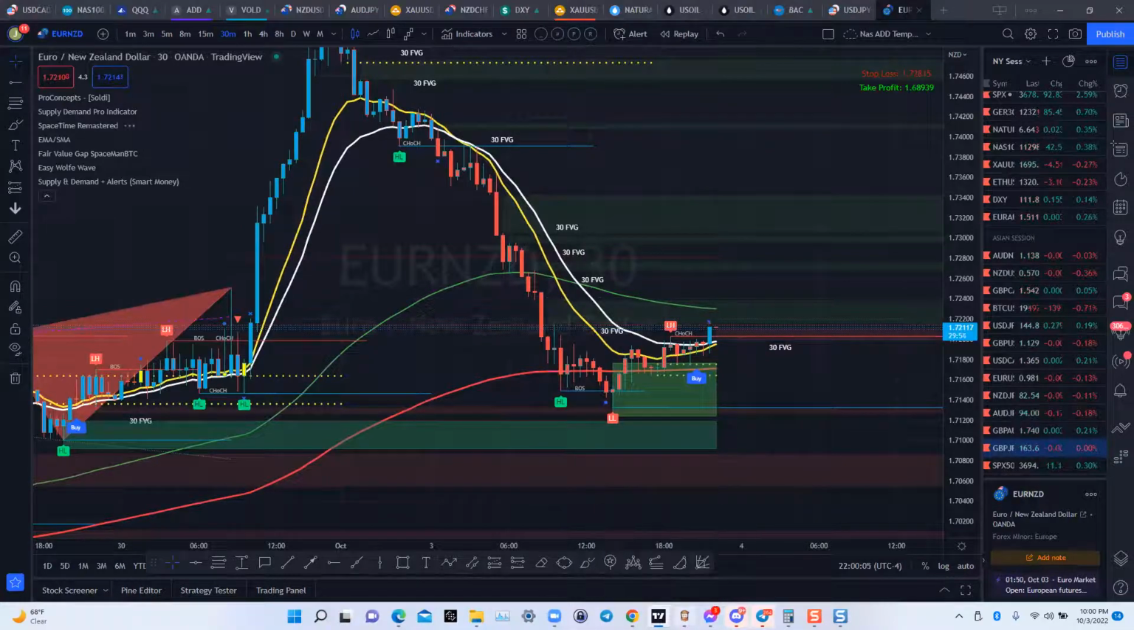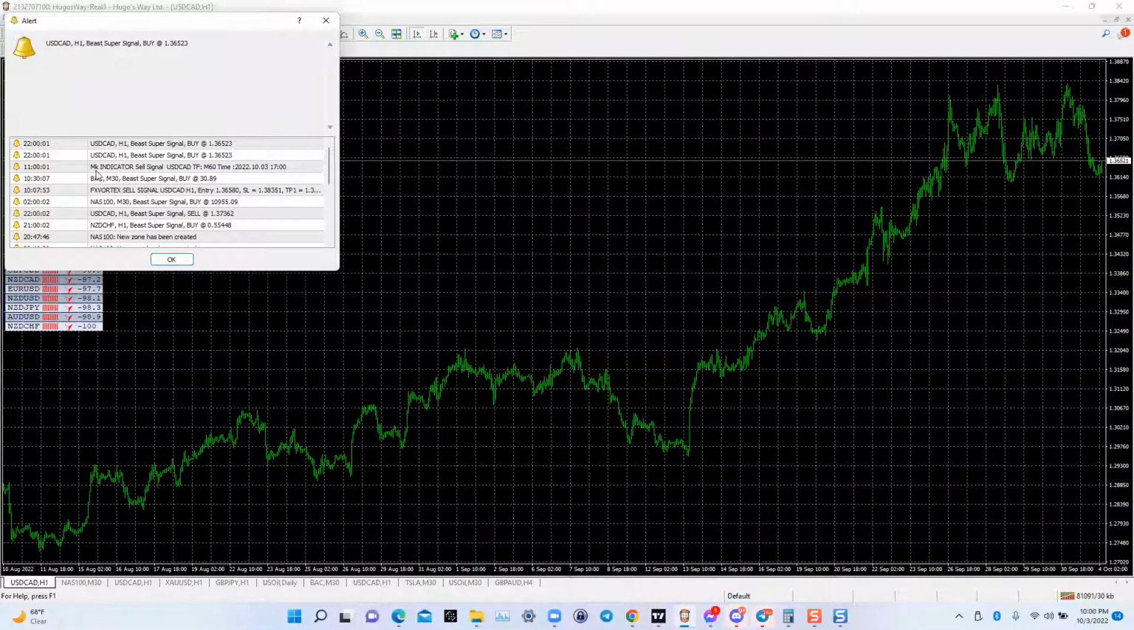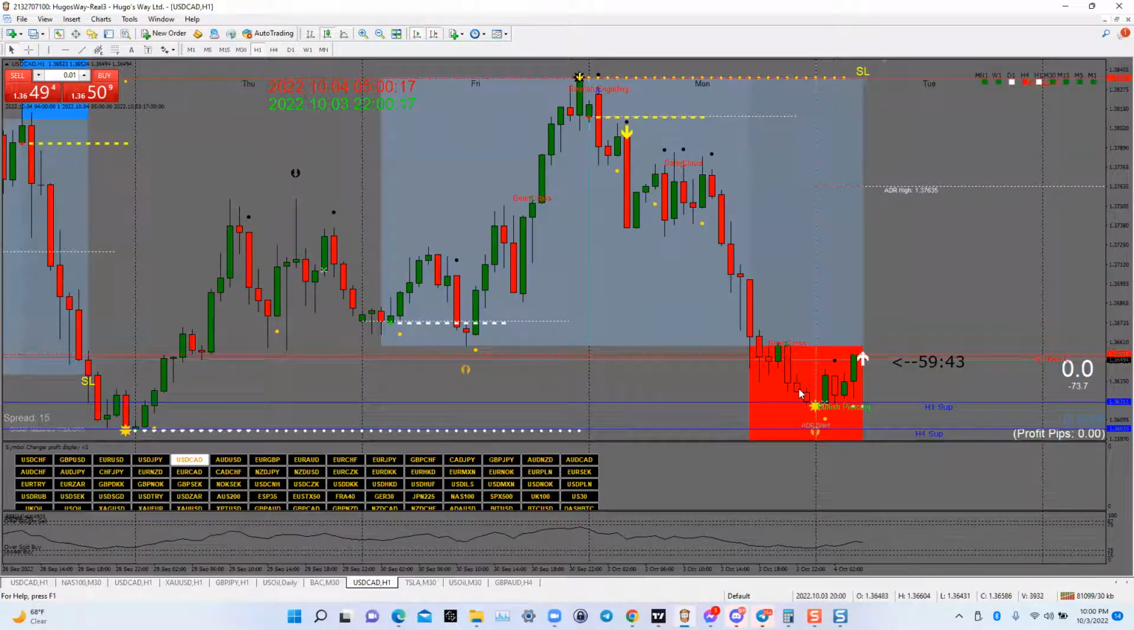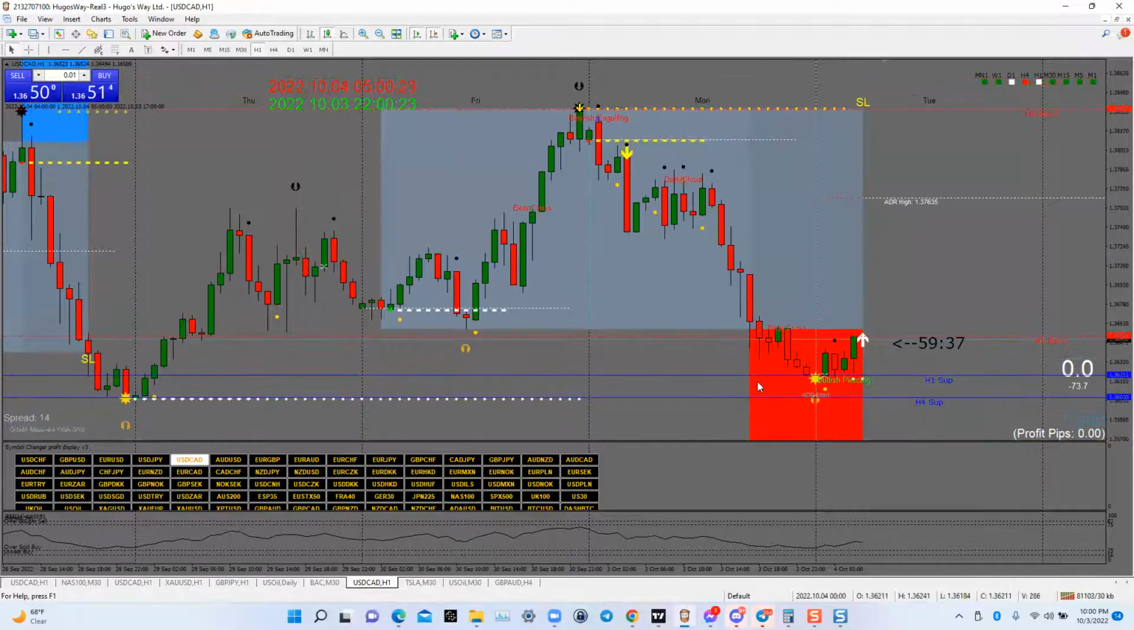And you can see, right? I got a signal saying USD CAD is a buy, right? You can clearly see that. If I jumped over here to USD CAD, you can see that it's a buy. It's pushing up. I had this little zone here, and you see it says a zone. It's a buy zone here.